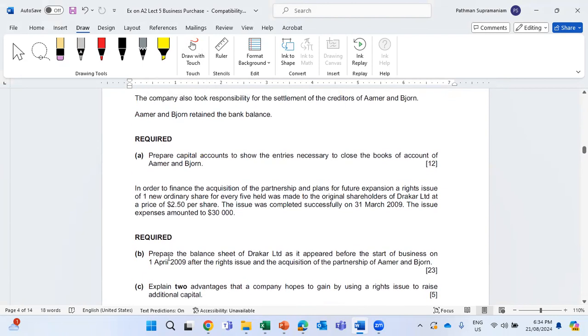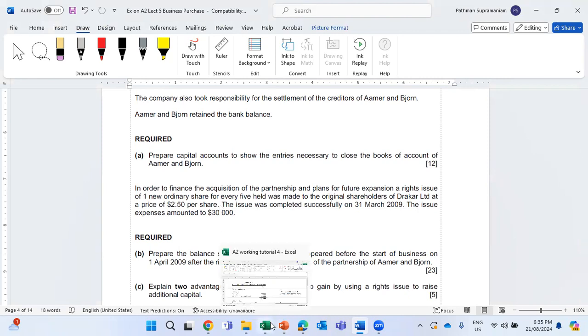Which says prepare the statement of financial position of Draca. But before that, we need to read this. In order to finance the acquisition of the partnership and plans for future expansion, a rights issue of 1 new share for every 5 held was made to the original shareholders of Draca. Original shareholders of Draca means excluding Amir and John. The shares were issued at 250 each, and the issue was completed successfully, and there were some issue expenses, which means Draca has to pay 30,000 in issuing the shares. Let's see how it works here.